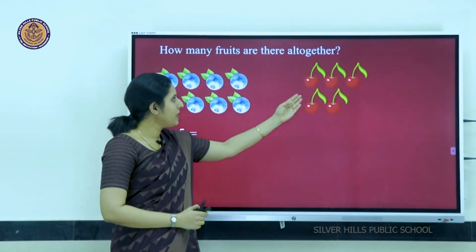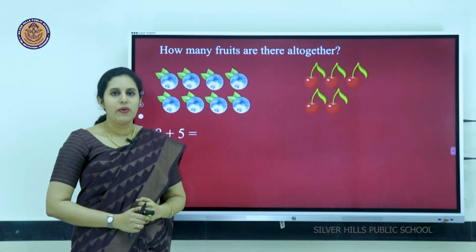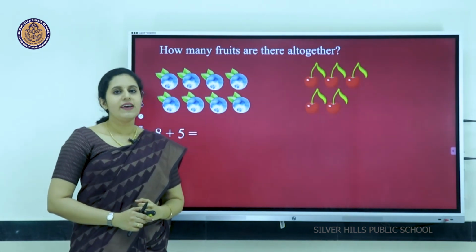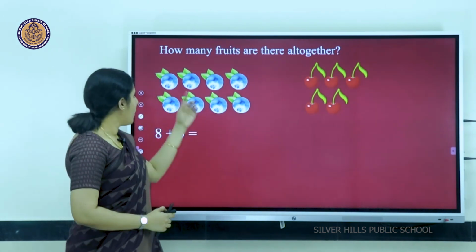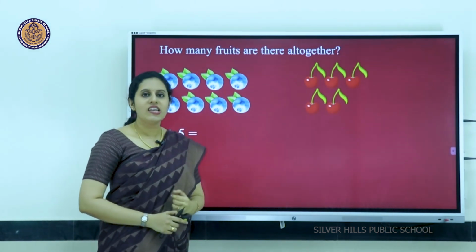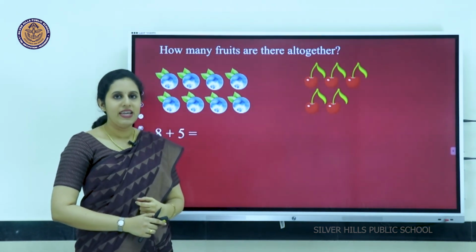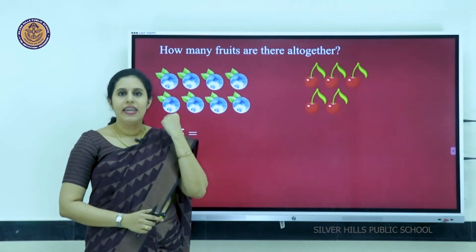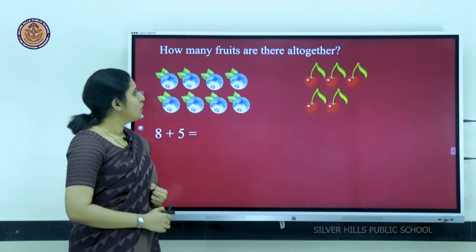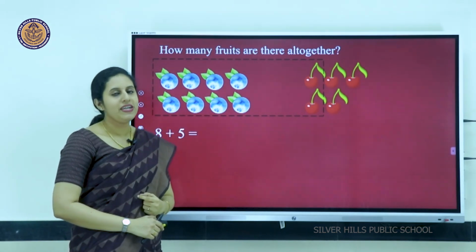I can take cherries from the right side and keep them along with the blueberries to make a group of 10. Now, how many cherries should you take from the right side to make a group of 10? That is the question here. You already know there are 8 blueberries here. With those 8 blueberries, how many cherries do you need to take from the right side to make a group of 10? Yes, 8, 9, 10. So, how many cherries do you have to take from the right side? Yes, 2 cherries you have to take from the right side in order to make a group of 10.